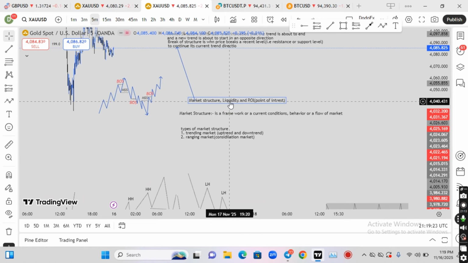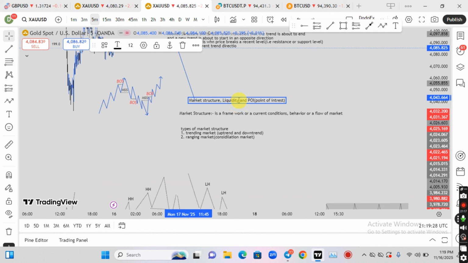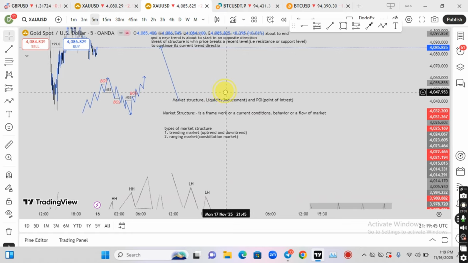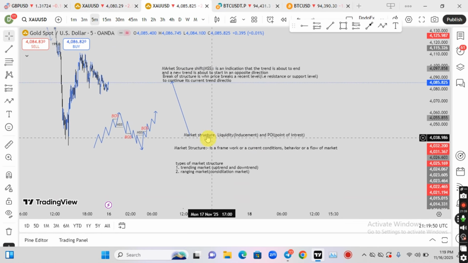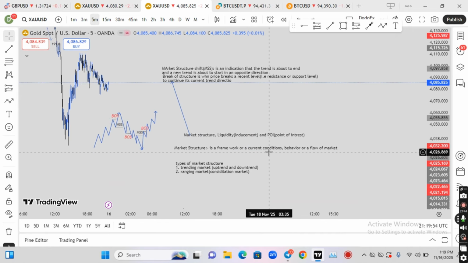Now let's focus on the liquidity or inducement. Liquidity or inducement, let me put it this way. Inducement, in brackets. Now let's focus on the liquidity or the inducement part of the trading. We've talked about the first part, which is the market structure. Now let's focus on the liquidity part of it.